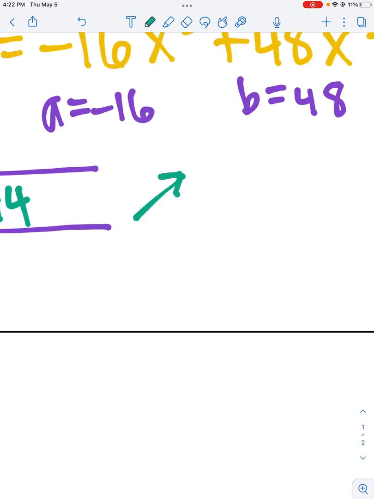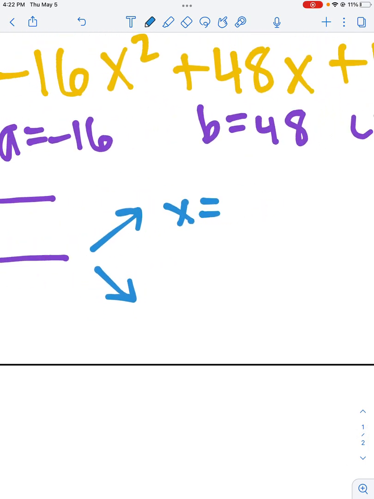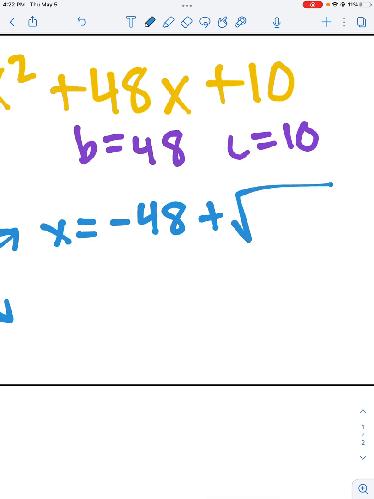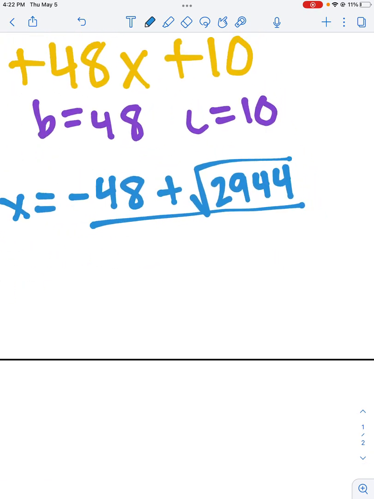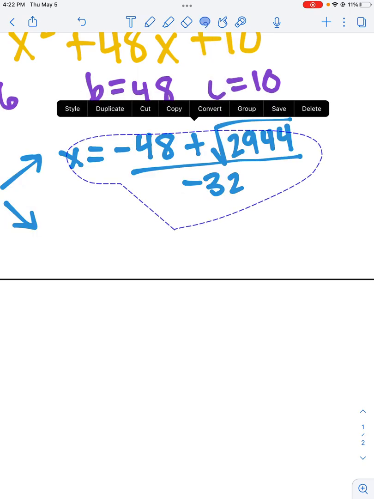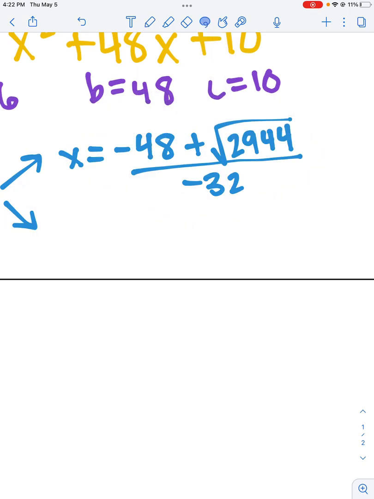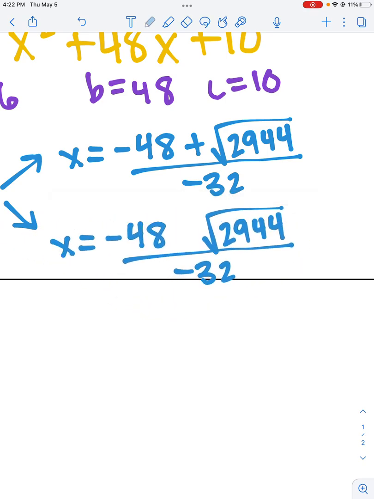So we're going to have 2 separate equations to do. So x equals, what was it? Negative 48 plus the square root of 2,944 divided by negative 32. And then we do it again, but with a minus sign instead of the plus sign.